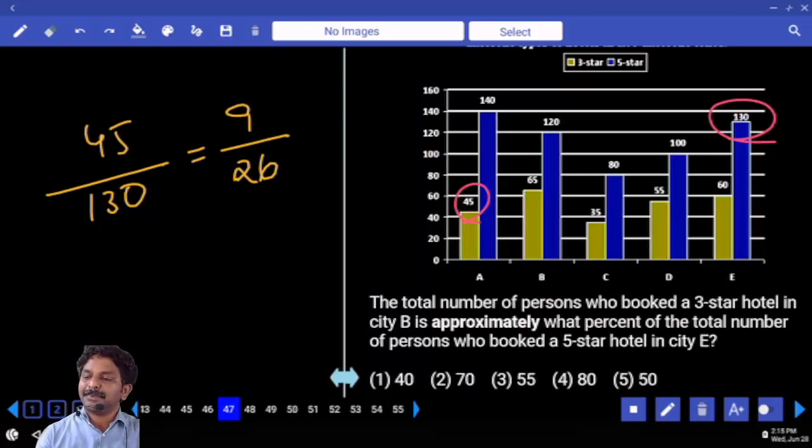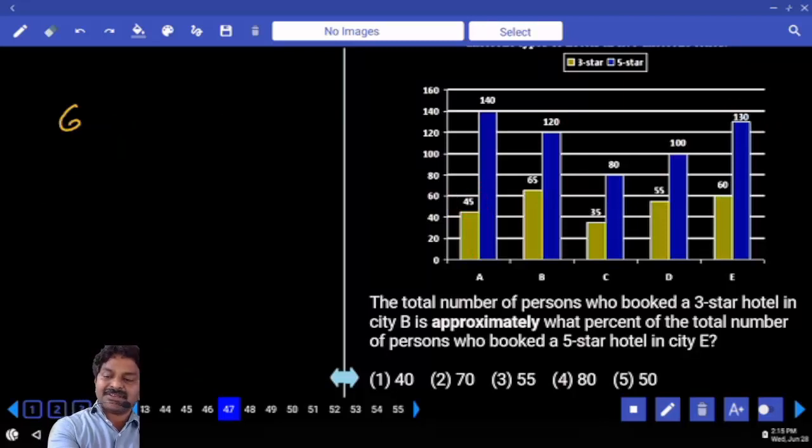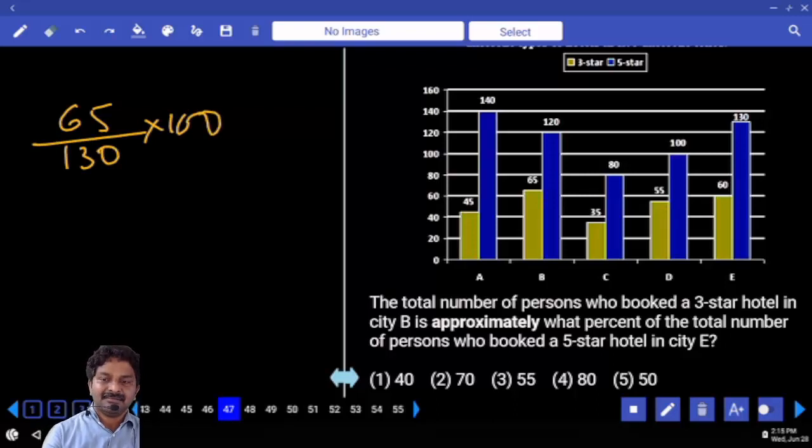Number of persons who booked a 3-star hotel in city B is approximately what percent of total number of persons who booked 5-star hotel in E? 3-star in B, 65. With respect to 5 star in E, 130. Exact answer is 50%. You don't have to calculate, approximate.